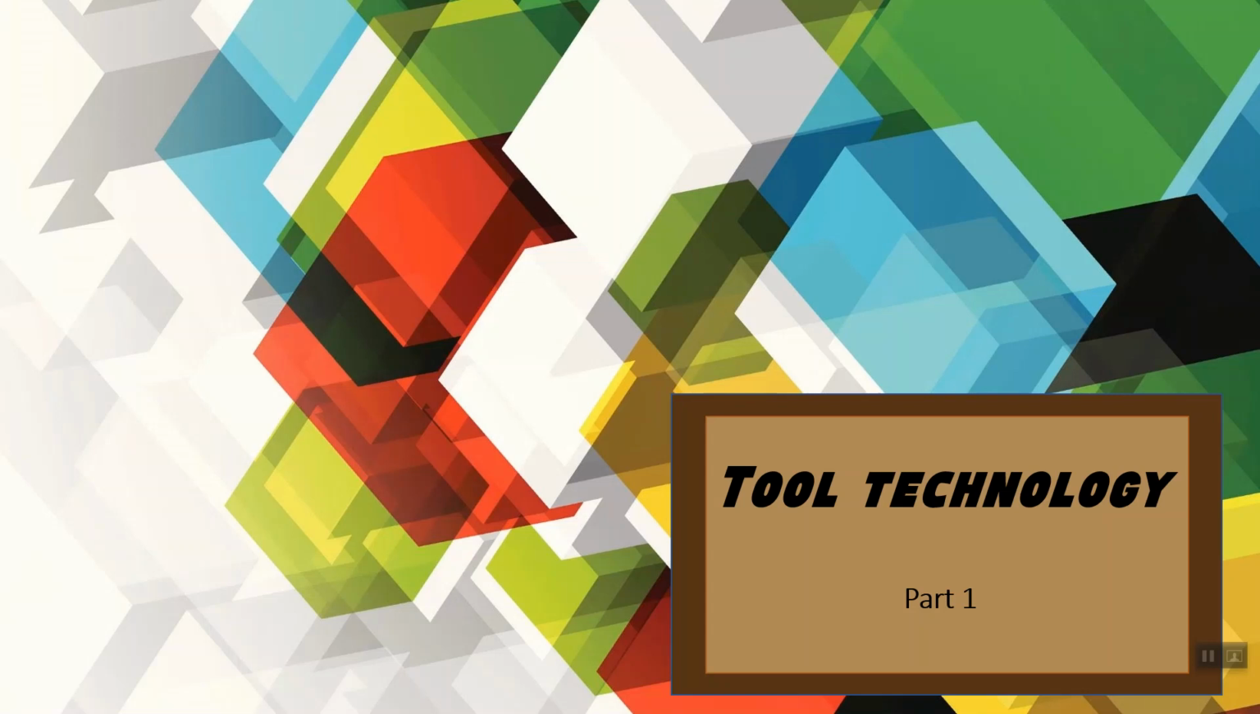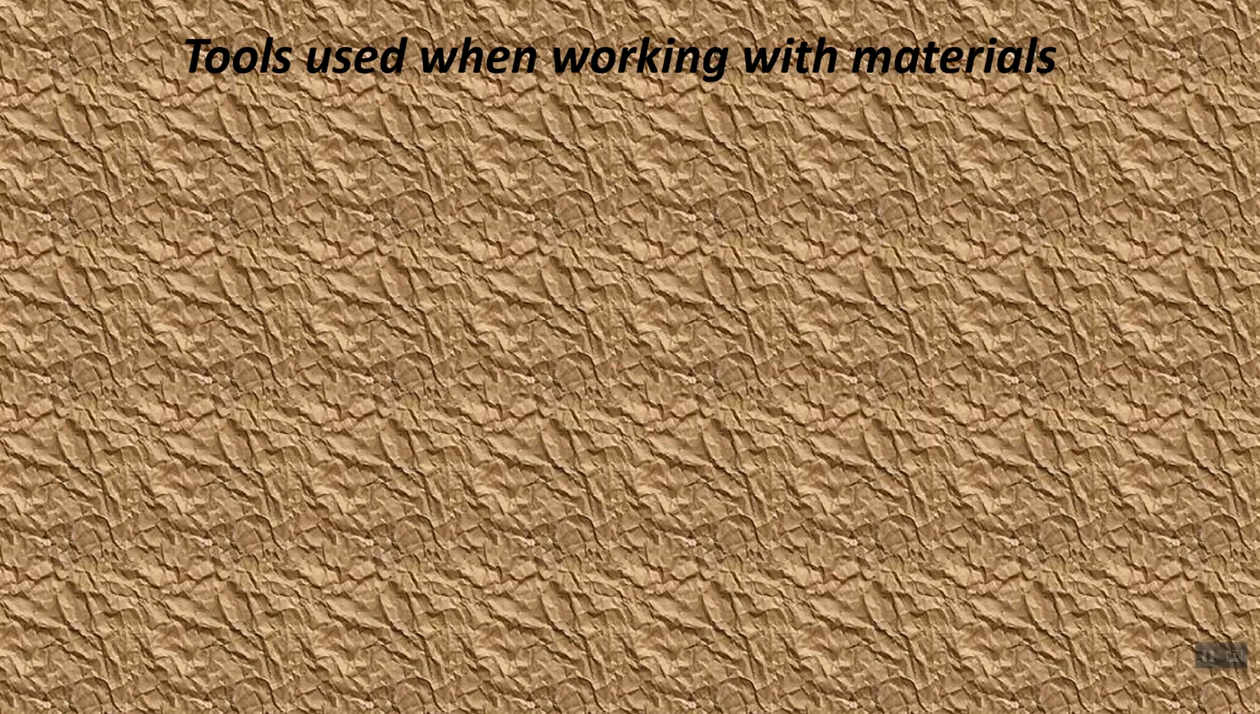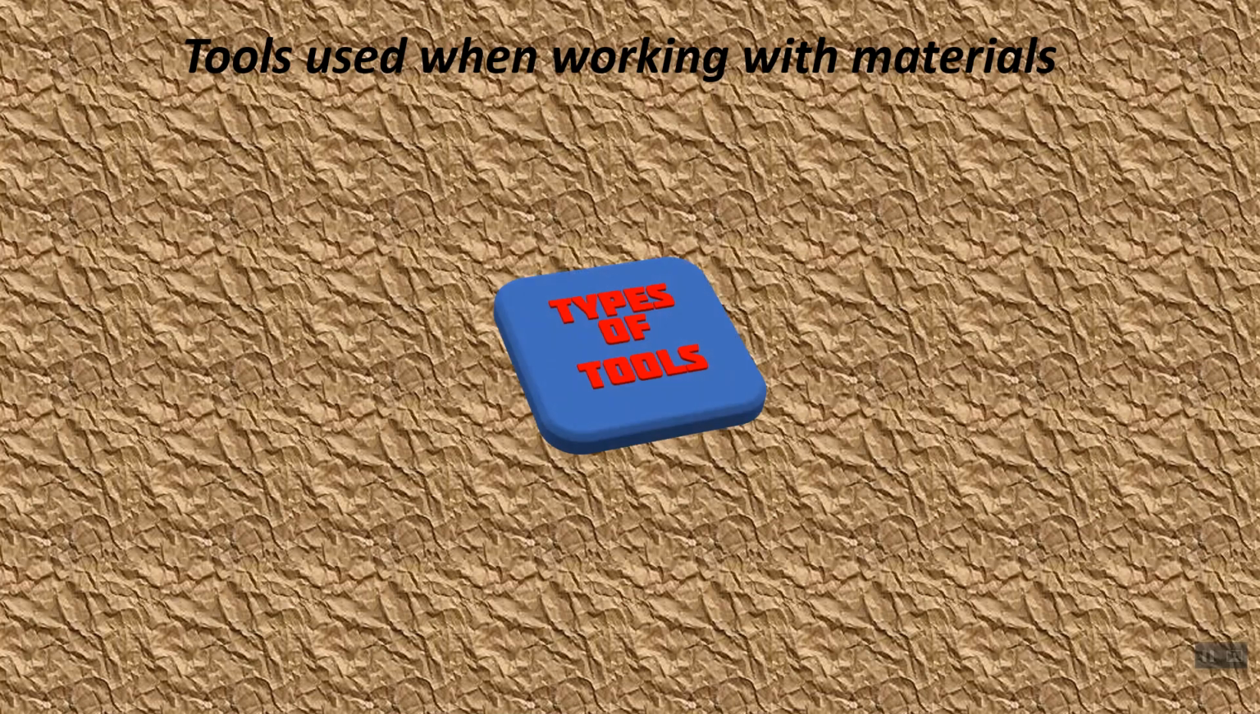So today we are going to talk about hand tools generally used in the workshop. The tools generally used for working with materials are classified into four categories. The first category is called the measuring and marking out tools, which is used to transfer measurements and to mark before cutting out the materials accurately to the size we need.